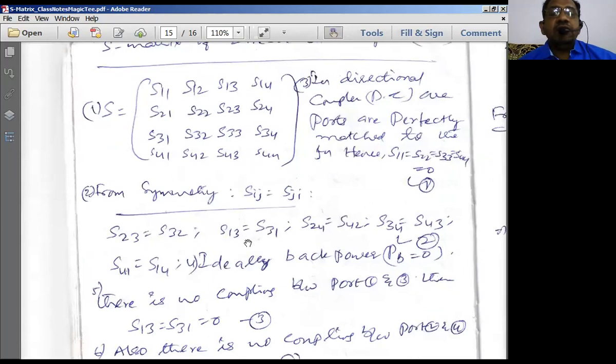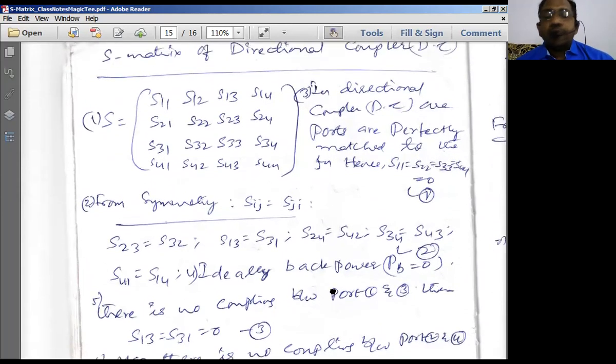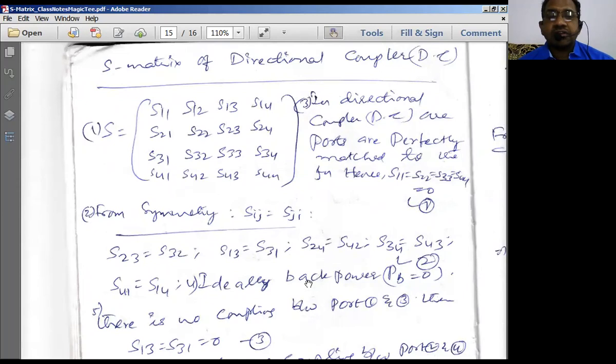Then finally we go with the S matrix of a directional coupler. Just like how we found out the S matrix for the magic T, E plane T, and H plane T, similarly we go with finding out the S matrix parameters for the directional coupler. So directional coupler is a 4-port device.